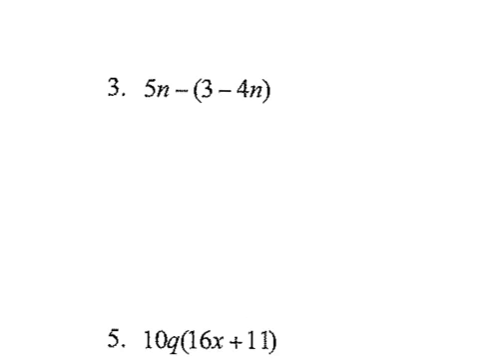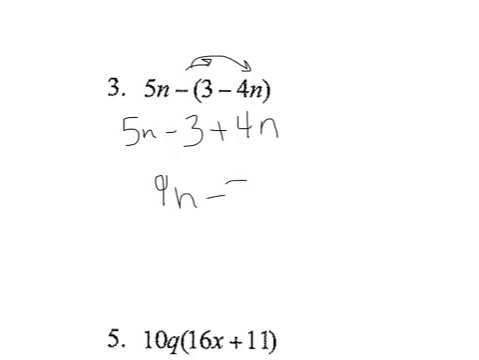Problem number 3 has some distributing before we can solve it. When you distribute the negative sign, it's like multiplying everything by negative 1 or taking the opposite of whatever your sign is. So really you have 5n minus 3 plus 4n. And you can combine the n's. You have 9n minus 3 for problem 3.